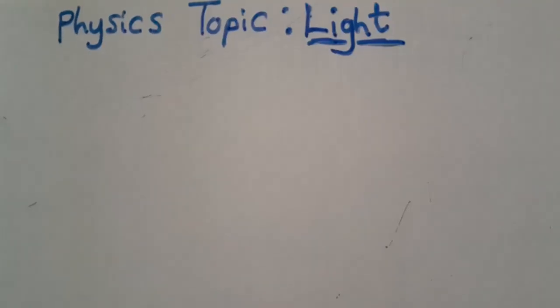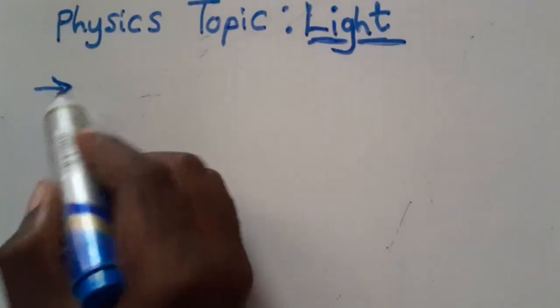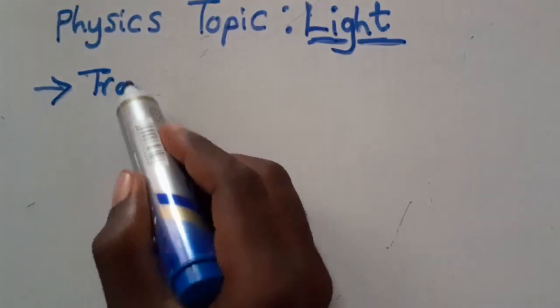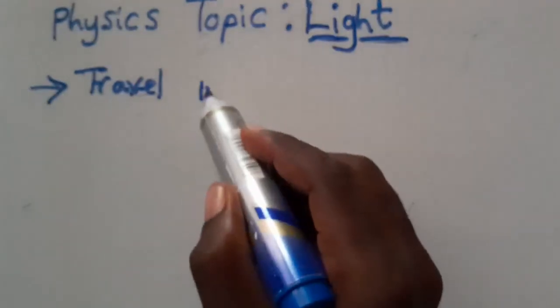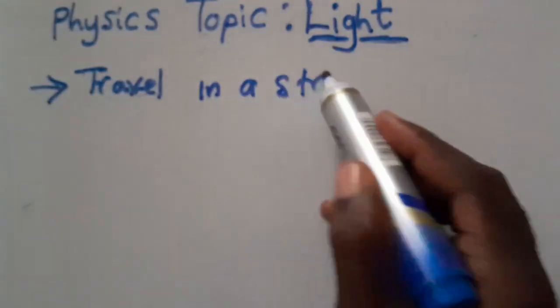I welcome you all to today's lesson, as we talk about this topic in physics called light. This is a topic that we've started, so I want you to understand it as I explain it. So, light, what are you supposed to know or understand about light? You discover that light will travel in a straight line. This is the first thing that you need to understand. Light travels in a straight line.